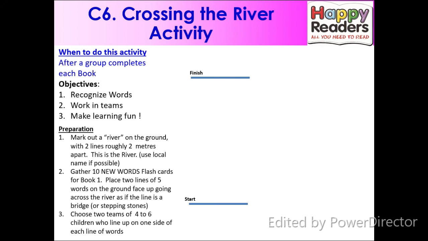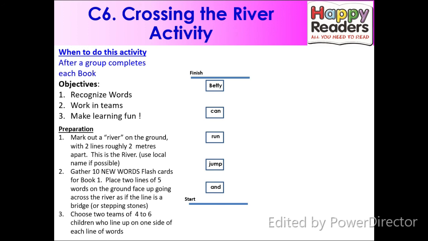We can mark it out in the open, mark a line in the dust on the ground, or you can mark imaginary lines even on the floor of the classroom. I leave it to your imagination to work out how you can do it. We then gather, say, 10 new word flashcards for book 1, and we place them in lines of 5 words on the ground, face up, going across the river, as if the line is a bridge, or you could think of them as stepping stones.